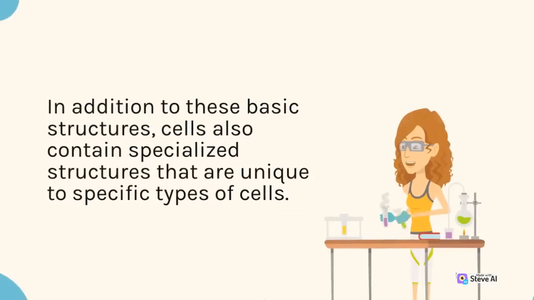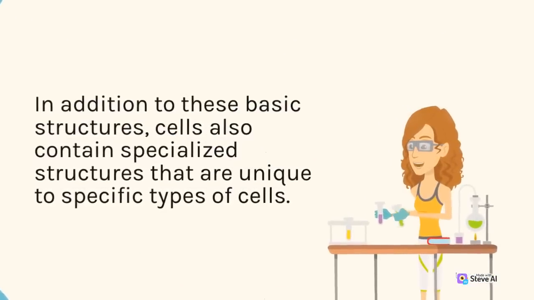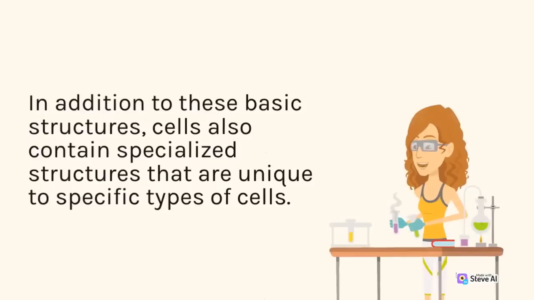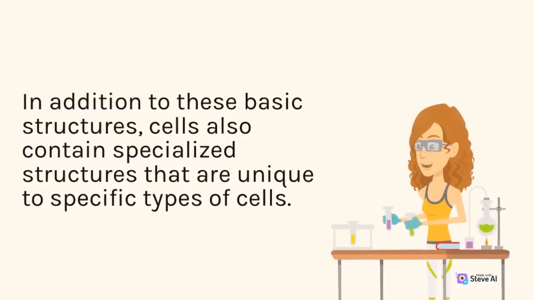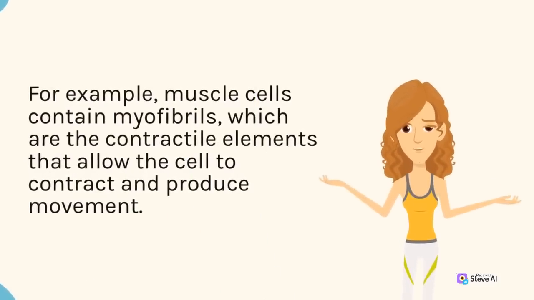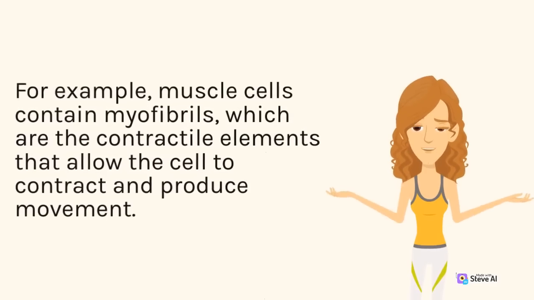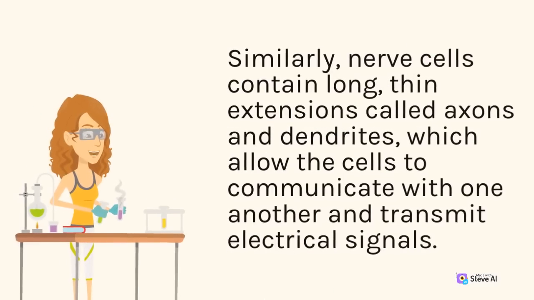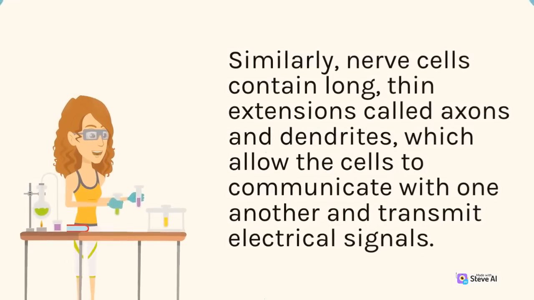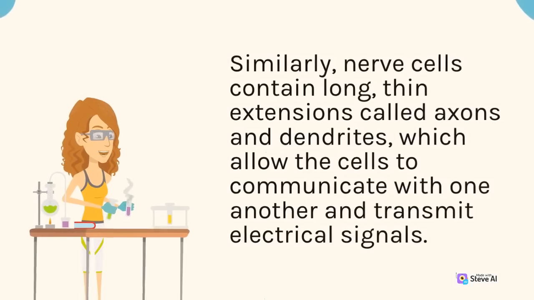In addition to these basic structures, cells also contain specialized structures that are unique to specific types of cells. For example, muscle cells contain myofibrils, which are the contractile elements that allow the cell to contract and produce movement. Similarly, nerve cells contain long, thin extensions called axons and dendrites, which allow the cells to communicate with one another and transmit electrical signals.